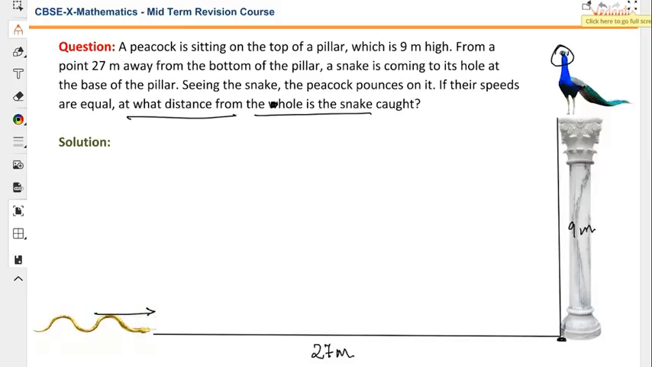If the peacock comes with the same speed somewhere here, it will not be able to catch the snake and the snake may run away. So they have to meet at the same point first of all. They will meet at the same point and both will come at the same speed. So they are saying, if this is to happen, what should be the speed?